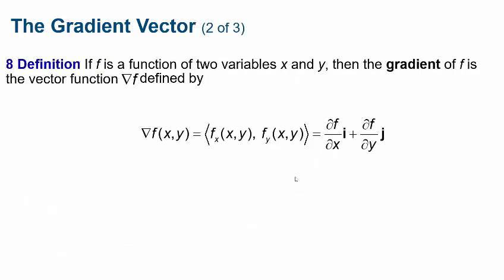Here's the formal definition. If f is a function of two variables x and y, then the gradient of f is the vector function del f defined by the partial derivatives corresponding to their variables. You can also write it as the partial derivative of f with respect to x times i, plus the partial derivative of f with respect to y times j, as another way of showing this vector.